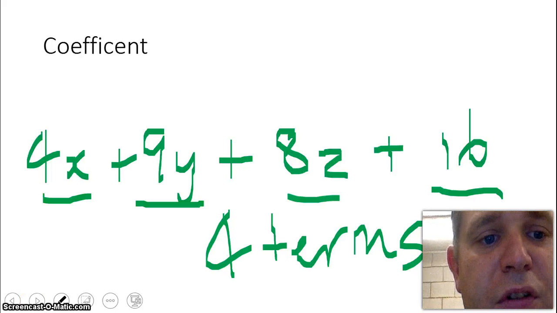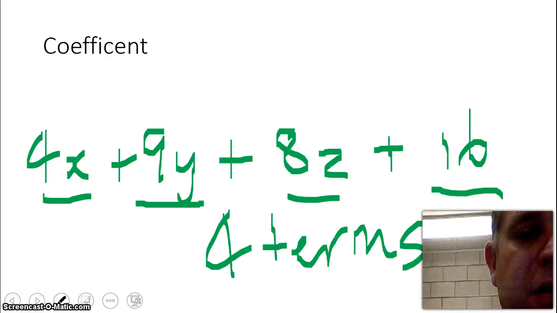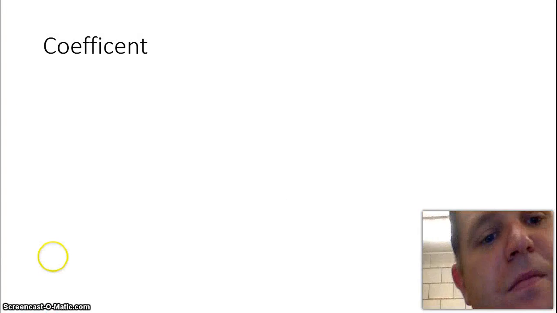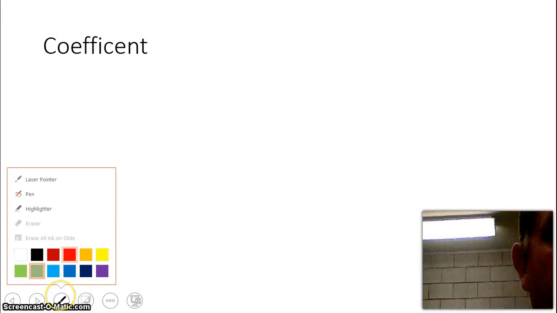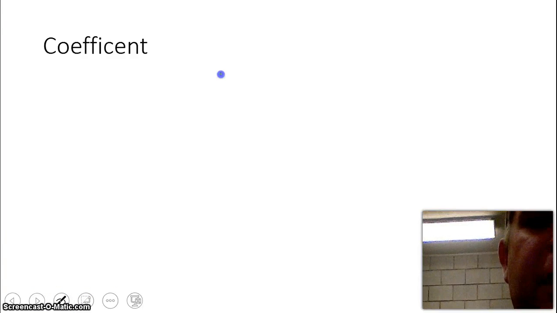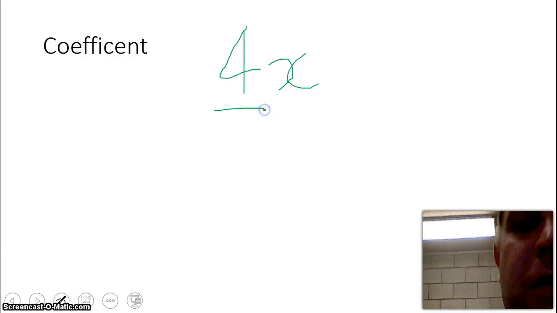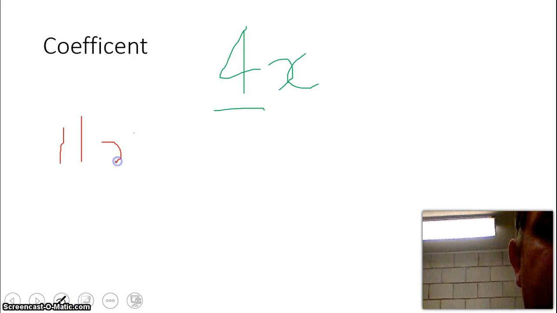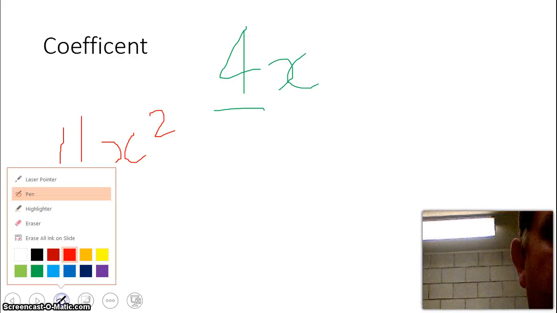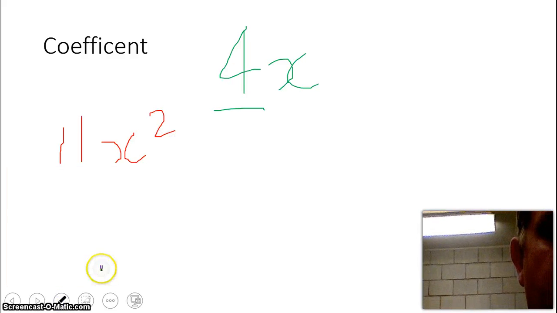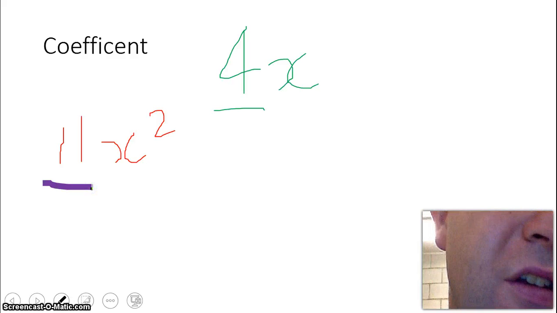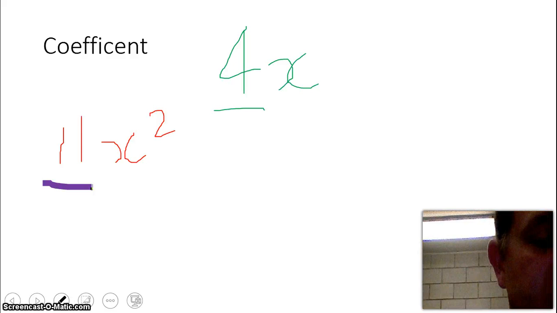Coefficients are just what we call the number in front of the x. So we've got 4x, our coefficient is 4. If we've got 11x squared, our coefficient is just the 11. Each time it's just the number in front of the letter. It's not anything fancy pants, it's just a nice easy way to do stuff.